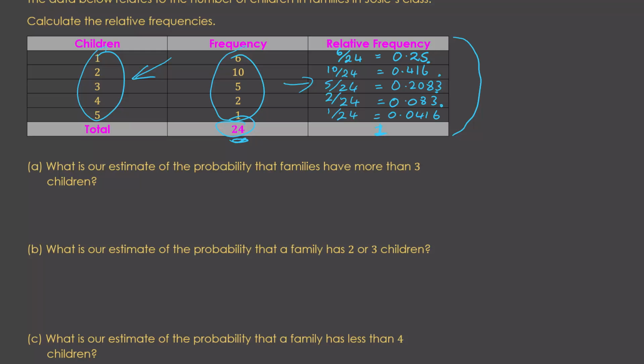What is our estimate of the probability that families have more than 3 children? So that's probability of 4 or 5. So we can add those together, 4 or 5. So that's going to be 2 out of 24, add 1 out of 24, which is 3 out of 24, which of course is 1/8. Or as a decimal, 0.125.